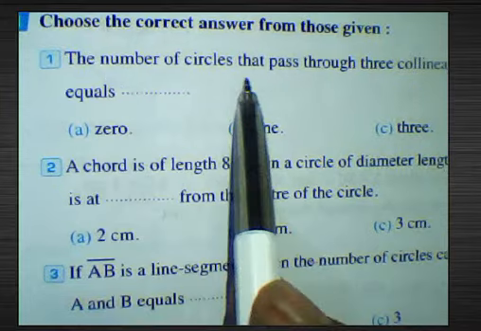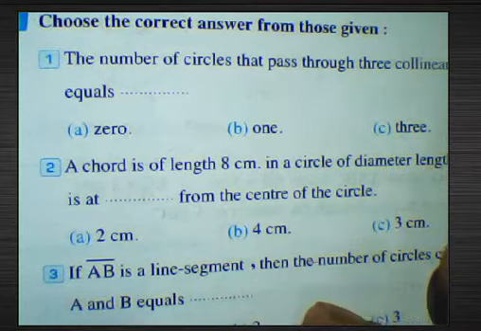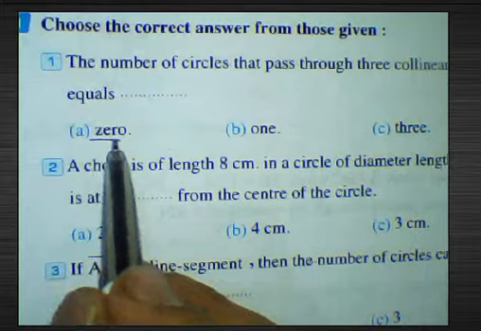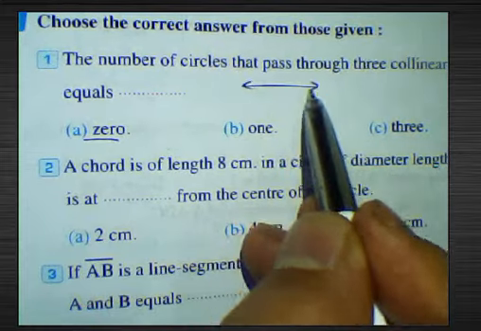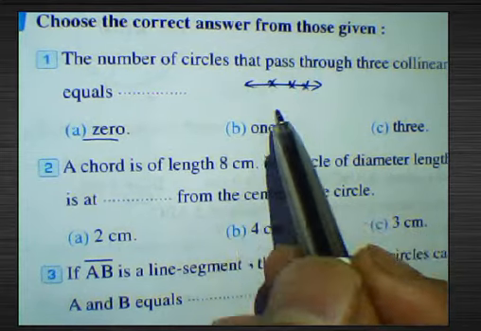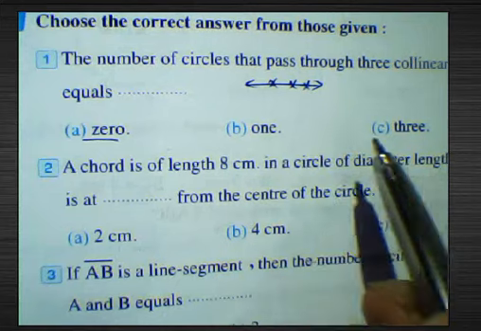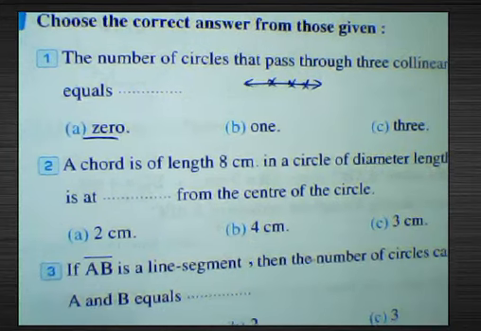The number of circles that pass through 3 collinear points equals 0. Collinear means the points are in the same straight line. So no circle passes through 3 such points at the same time, okay?